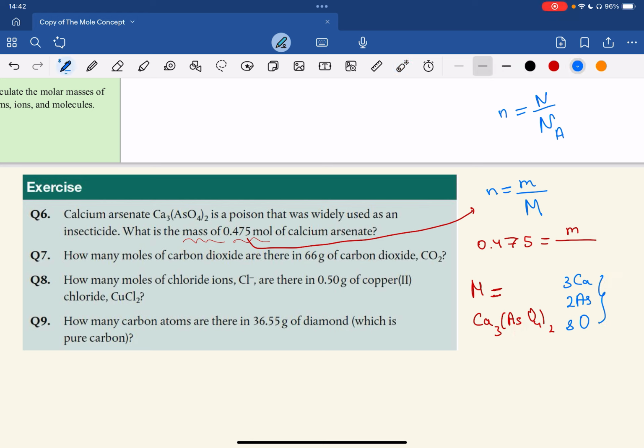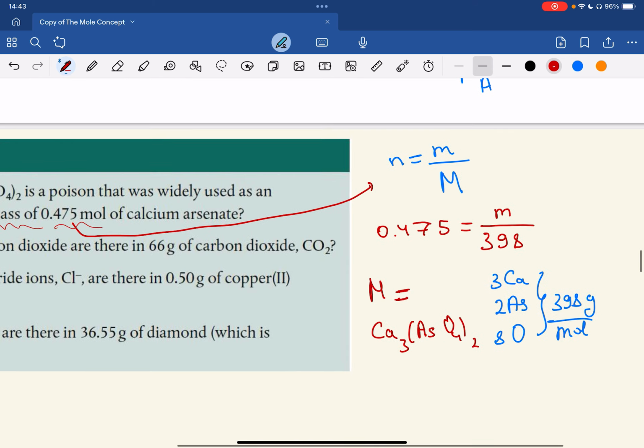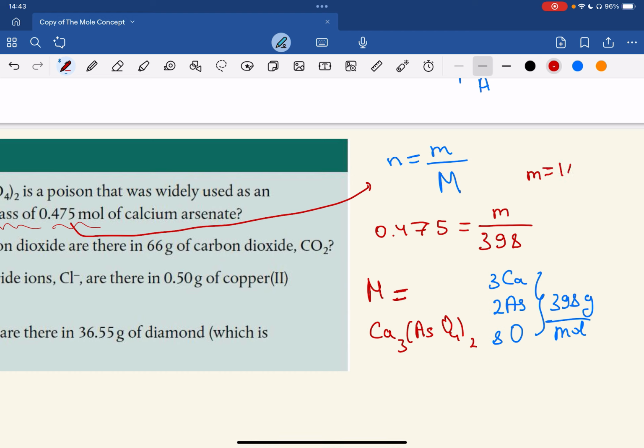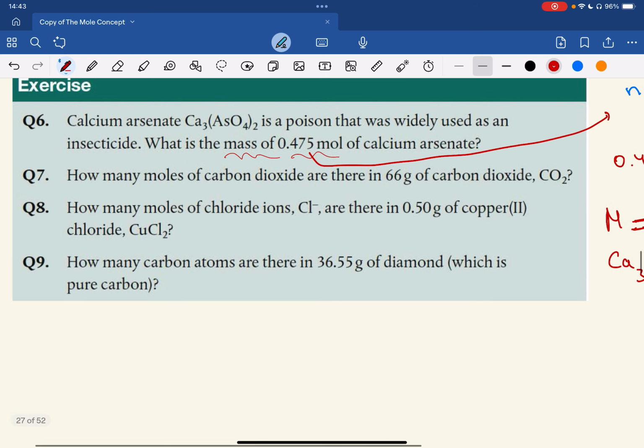And just use the periodic table. Once we add the number of elements with the masses, the answer will be 398 grams, the total mass of Ca3(AsO4)2. And we know that this is per 1 mole, so molar mass. So it will be 0.475 is equal to m divided by 398. So our m will be approximately 189.1. Okay, we use this formula. This is the formula method.